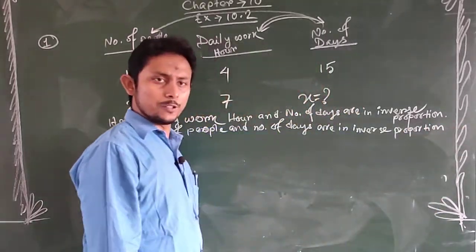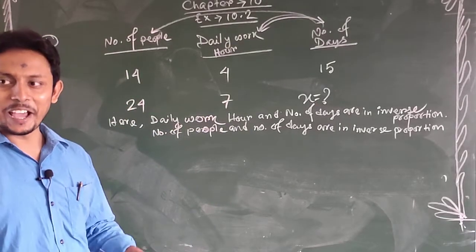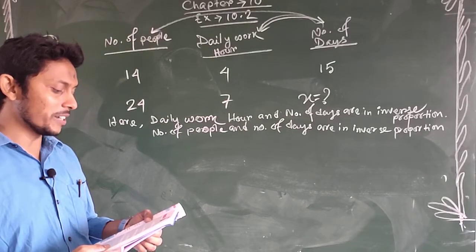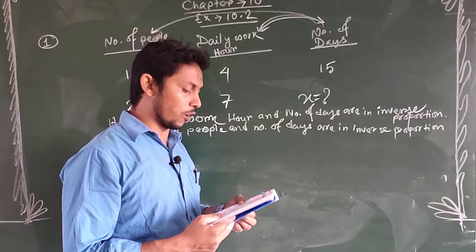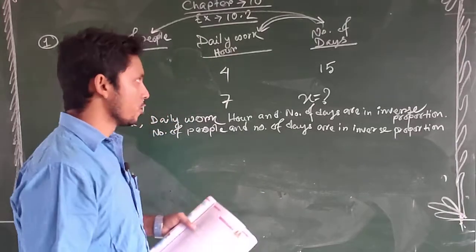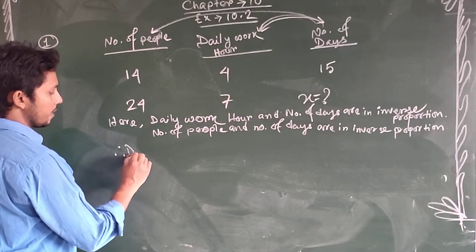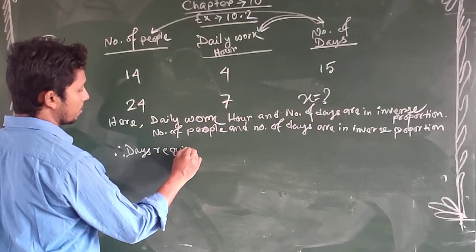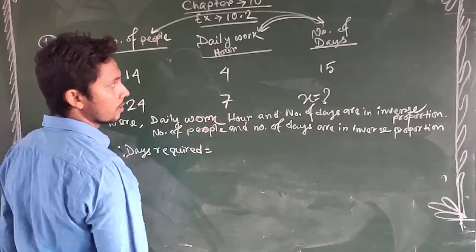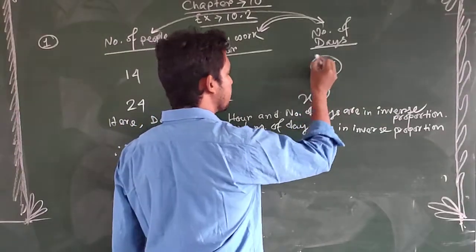Okay, now is this clear to you? Now we have found the relation. Okay, now let's work out in a rule of 3 how many days are required. So here we are finding the days, how many days it will require. So that's why here it is 15. So write 15 here.